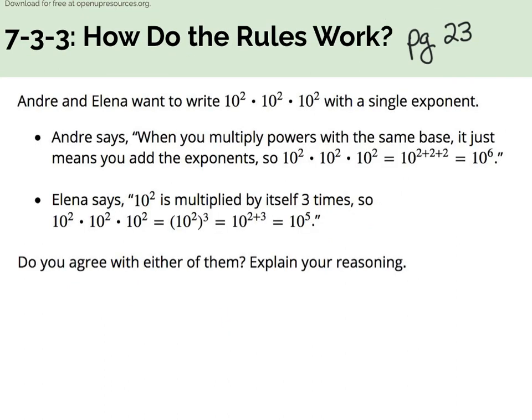All right, let's turn to page 23 and look at some other stuff between Andre and Elena. Andre and Elena want to write 10 to the second times 10 to the second times 10 to the second as a single exponent. Andre says when you multiply the powers with the same base, it just means you add the exponents. So 10 to the second times 10 to the second times 10 to the second is 10 to the 2 plus 2 plus 2, which is 10 to the 6th. Elena says 10 to the second multiplied by itself 3 times. 10 to the second, 10 to the second is 10 to the second 3. And these ones you are going to add the exponents, so it's 10 to the 5th. Do you agree with either one of them and explain why?